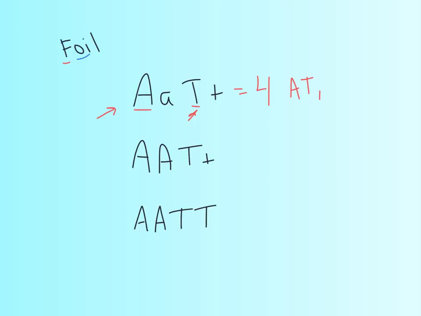Now, O stands for outside. This A is on the outside, this T is on the outside. So big A, little t is another combination. I stands for inside. This little a is on the inside. This big T is on the inside. So little a, big T is another combination. And finally, L stands for last. That's the last a. That's the last t. So the final allele combination we can have in the gametes would be little a, little t.